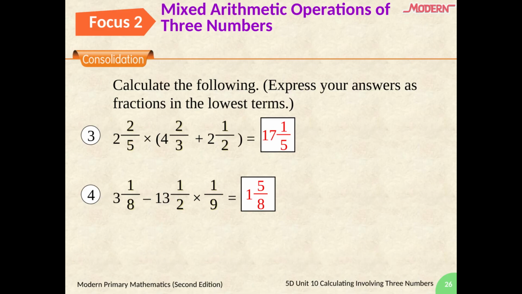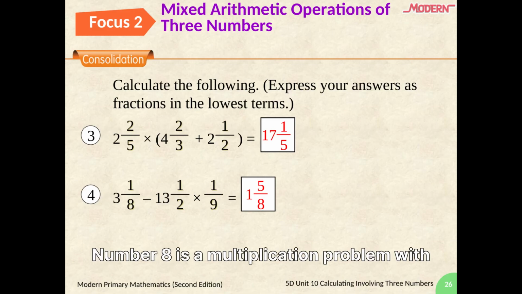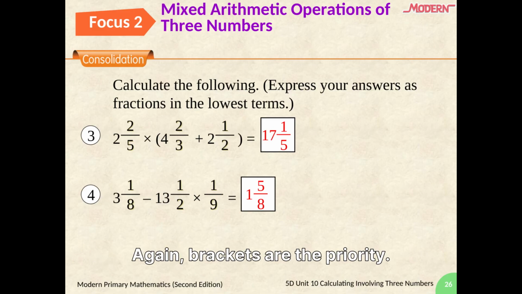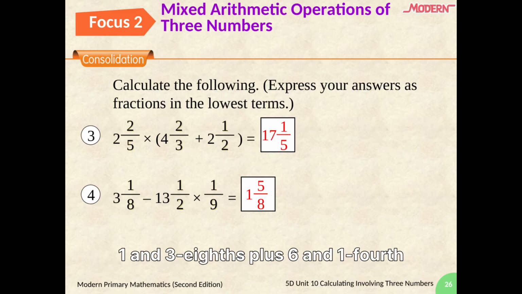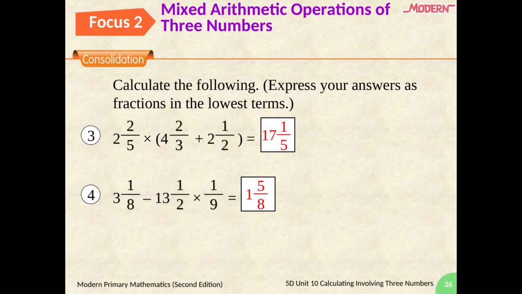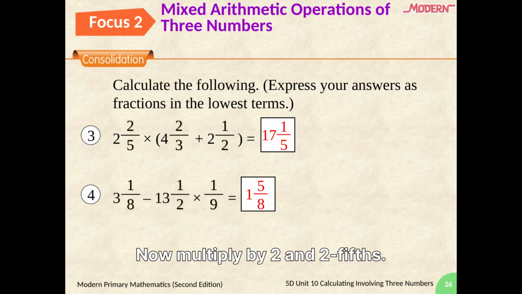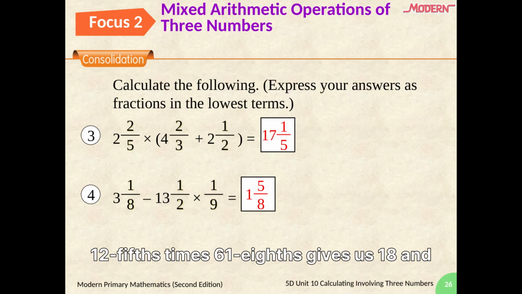How satisfying. Number 8 is a multiplication problem with a bracketed addition. Again, brackets are the priority. 1 3/8 plus 6 1/4 is 7 5/8. Now multiply by 2 2/5. 12/5 times 61/8 gives us 18 3/10.